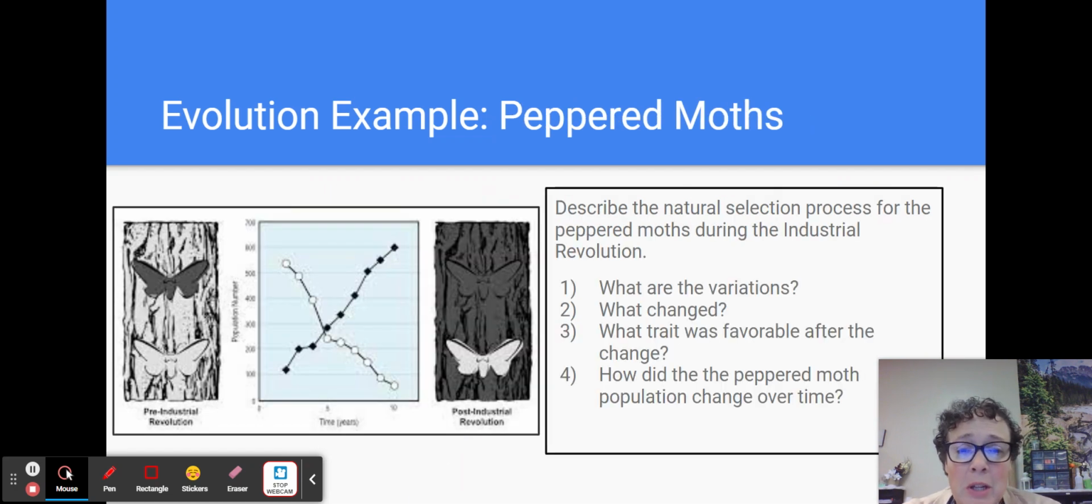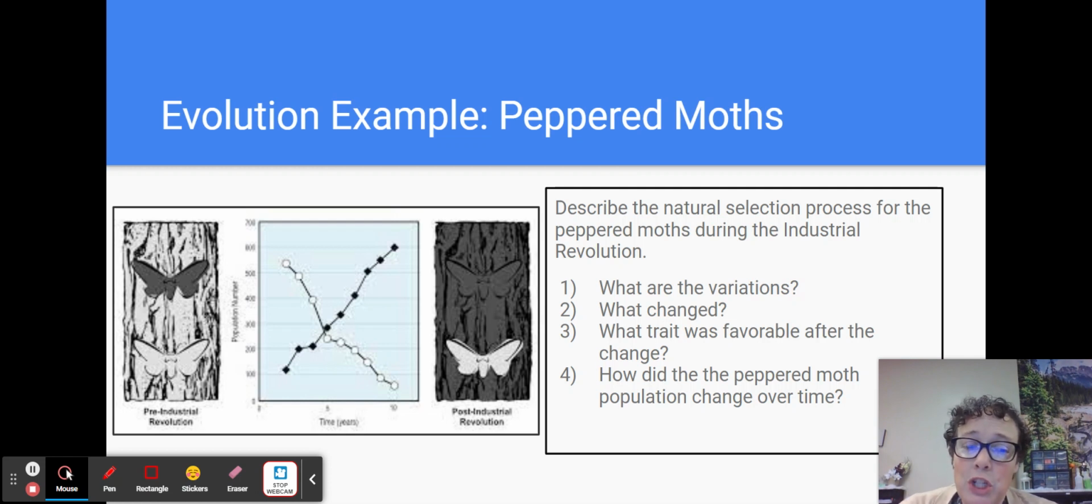Another example that we've talked about this unit are the peppered moths, very similar to the rock pocket story. So we remember the peppered moth story of the Industrial Revolution in England in the 1800s. Let's go through the 4 steps. Number 1, what are the variations? The variations are the colors of moths. There were light-colored moths and dark-colored moths.